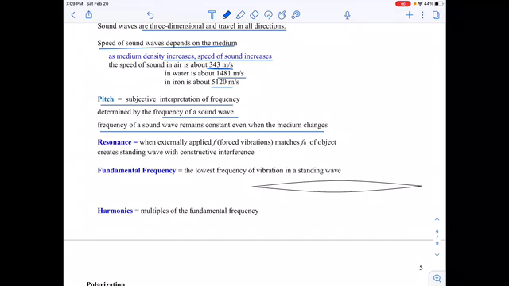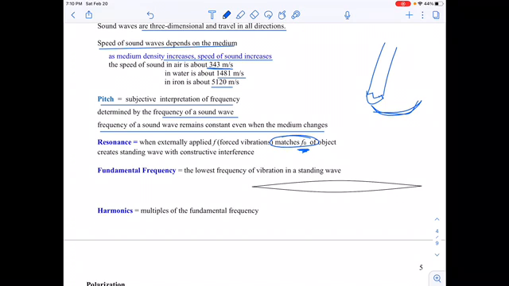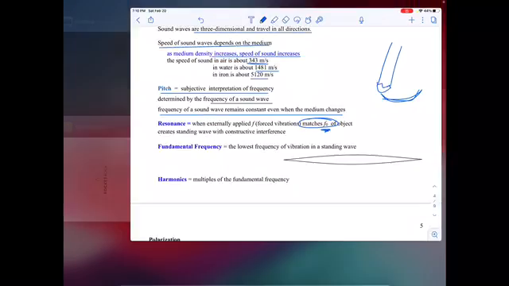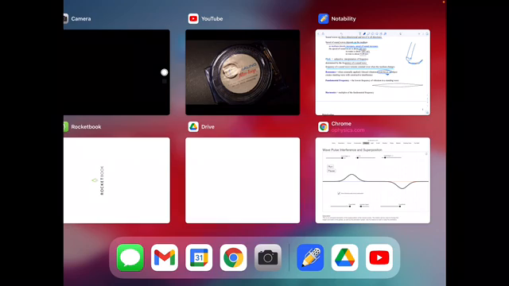I'd like you to have an understanding of resonance. Resonance is what happens when an externally applied force matches the resonating frequency of the object. One example of this from our everyday lives would be a swing. If you've ever gone to a playground and swung on a swing, you'll know that you have to learn to pump at the right time. And that's what you're doing, you're matching the frequency of the swing, that natural frequency of the swing.